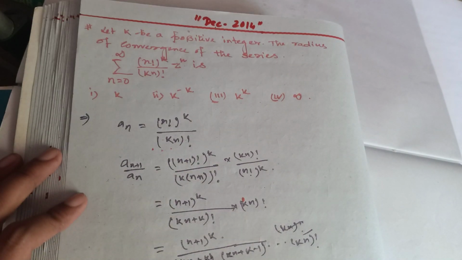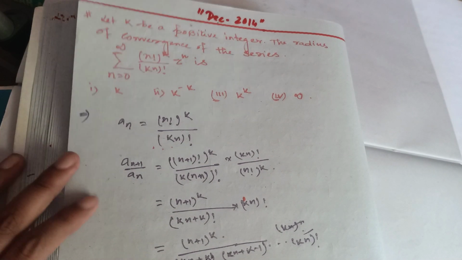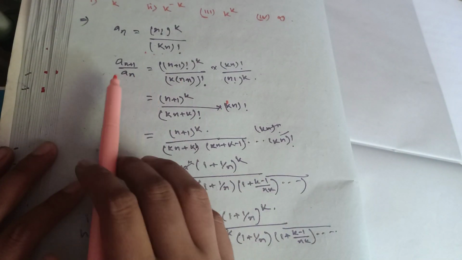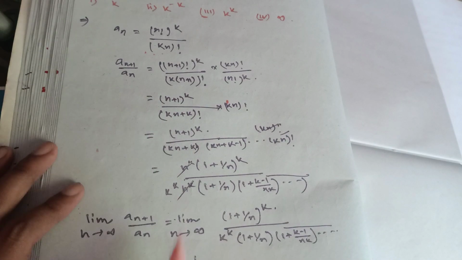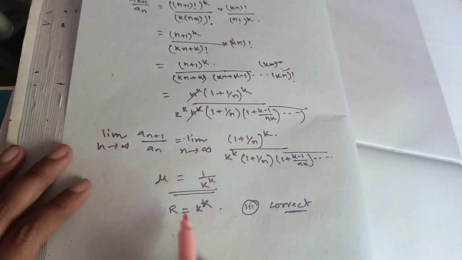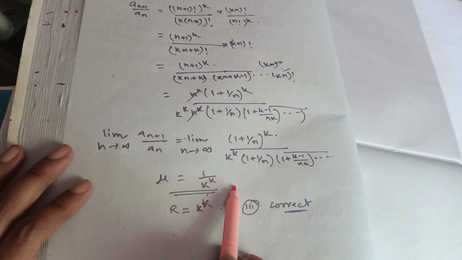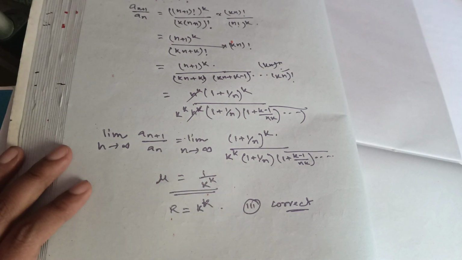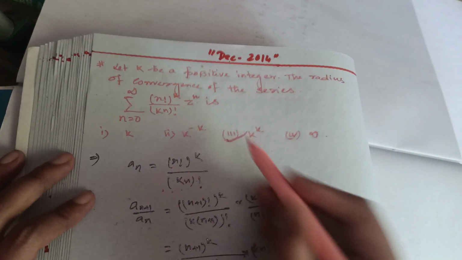Now we just find mu, that is mu is the limit as n tends to infinity of a_(n+1) by a_n. So I apply the limit n tends to infinity of a_(n+1) by a_n, and we get mu equals 1 by k to the power k. The relation between radius of convergence and mu is reciprocal, that is r equals 1 by mu. So definitely r equals k to the power k. This option exists, option C. So here option C is correct.